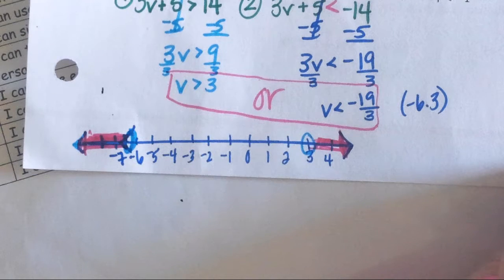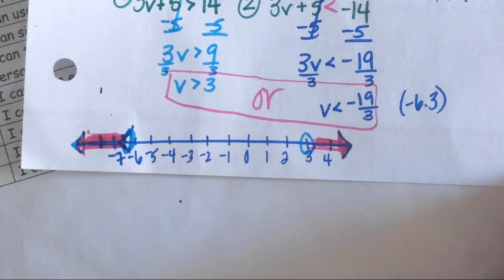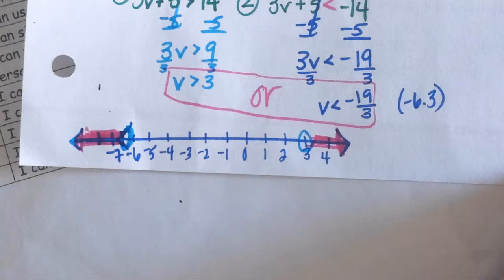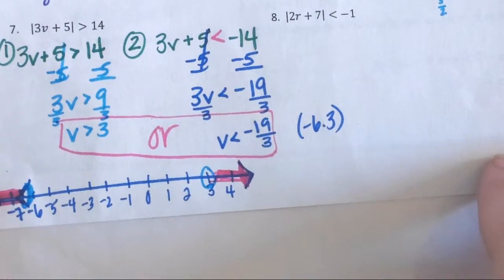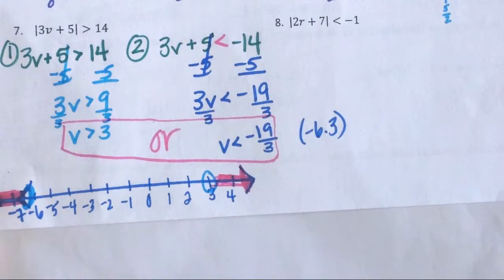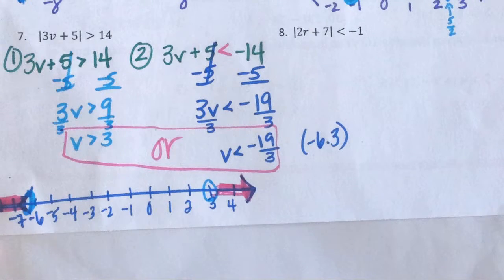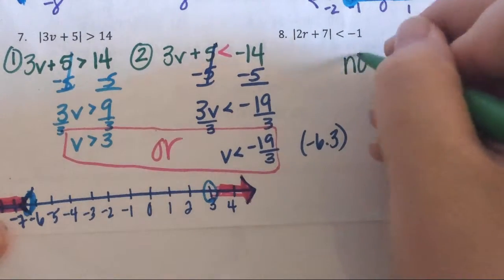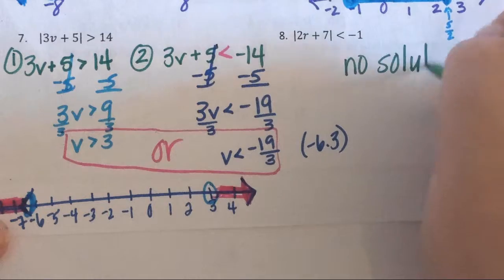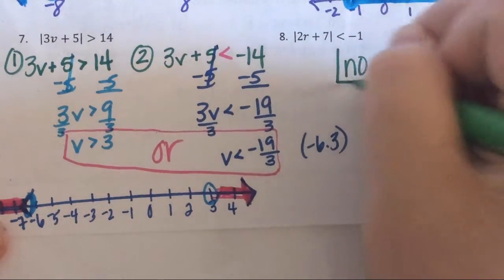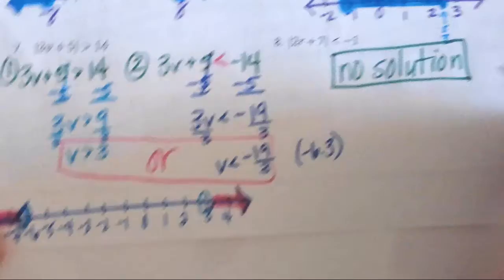Are there any questions on number 7? Then we get to my favorite number of the day, because it's the last one. Number 8. Two points for Dax. Number 8 is actually my favorite because you can't do anything on it.